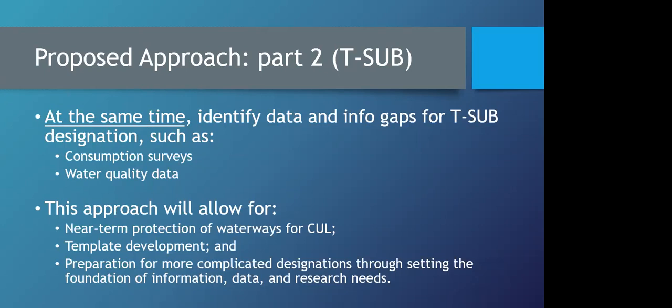So this approach allows for near-term protection of waterways for the coal designation. Again, we'll be able to develop a template based on early success with coal designation for the Tsub process. And it'll allow us to prepare for more complicated designations through setting that foundation of information, data, and research. And of course, expectations are set as well with these first processes. And we would like to tackle something that we feel confident that we'll be able to do efficiently.